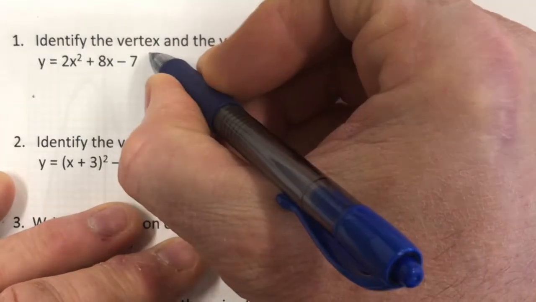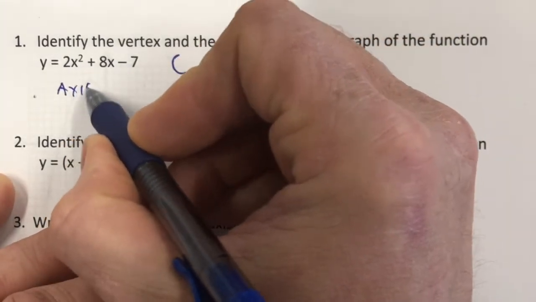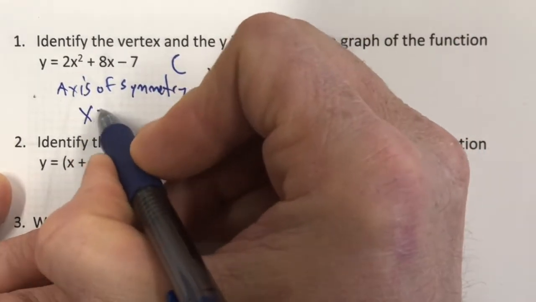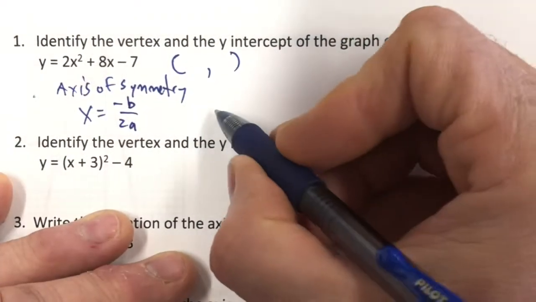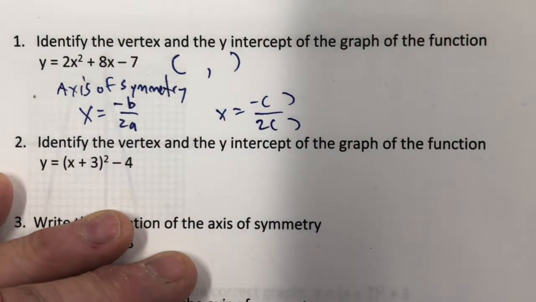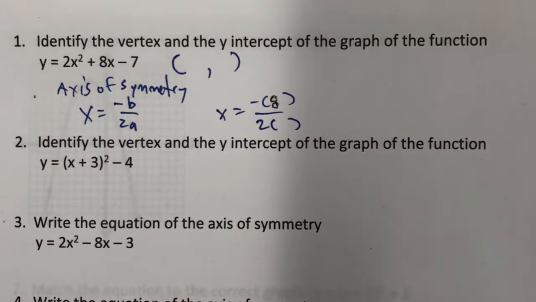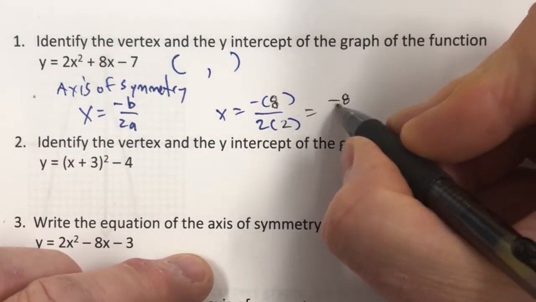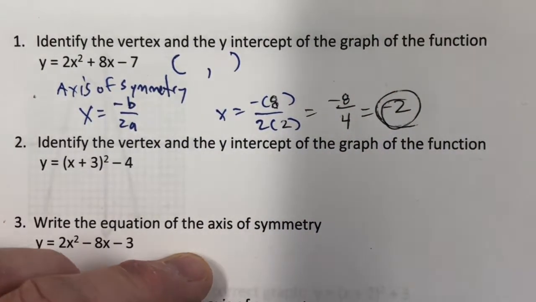All right, for the vertex, to figure out what the x is, I got to do the axis of symmetry, which is x equals negative b over 2a. In this problem, my b is right here, 8. My a is right there, this 2, which gives me a negative 8 on top. 2 times 2 is 4 on the bottom, and if I divide those, I get negative 2, and that's the x value of my vertex.